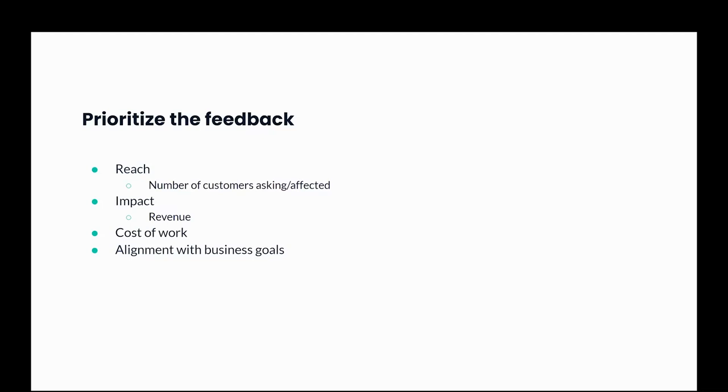Impact. How can you say that impact is higher? If it is giving higher revenue, or if it is adhering to customers that have a lot of revenue impact on your product. Cost of work, obviously. What is the cost of work in maybe dev weeks or dev months based on engineering feedback? Alignment with business goals. This is also important to understand, because some of the things that you get from the feedback may not align with business goals or the vision of your product. So you may also want to see how it aligns with the business goal.